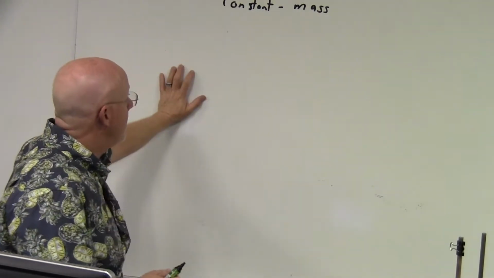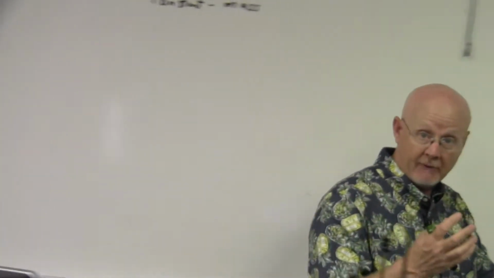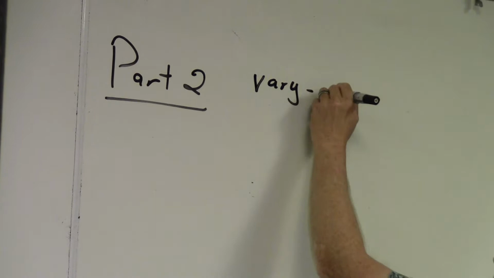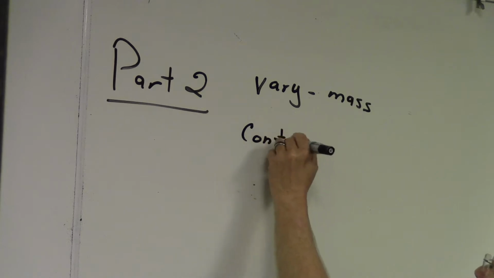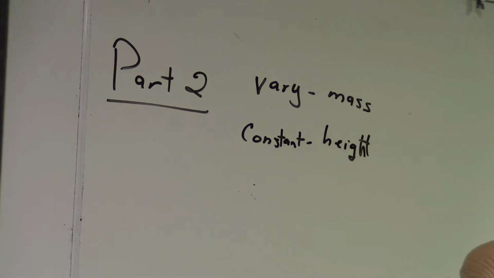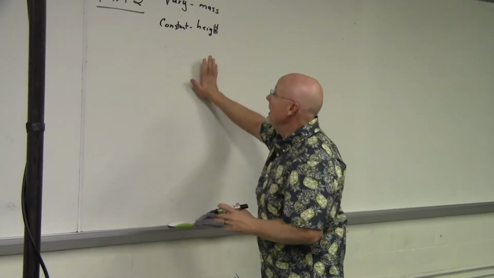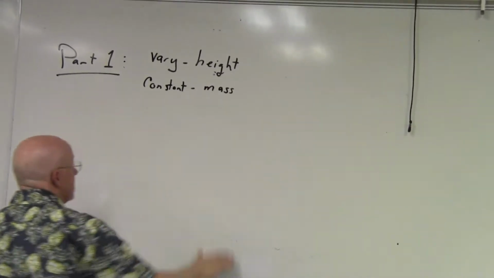Part 1 really is asking how energy is related to height, which explains why we have a part 2. In part 2, we are going to vary the mass, but always keep the height constant. Our goal is to see each one separately. In this case, how does energy change when you change its mass? And on this one, how does energy change when you change its height?